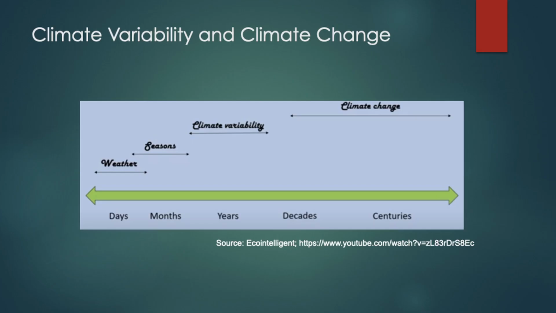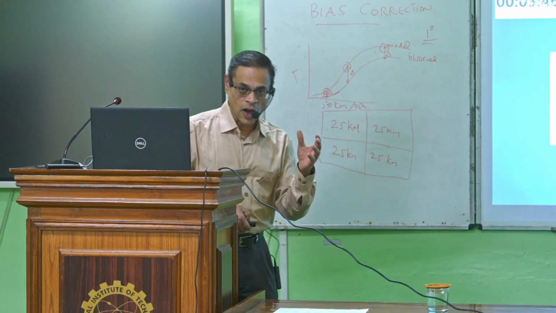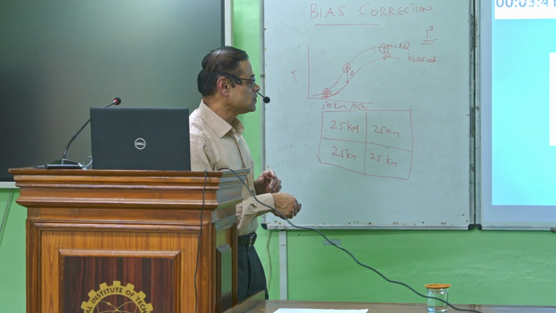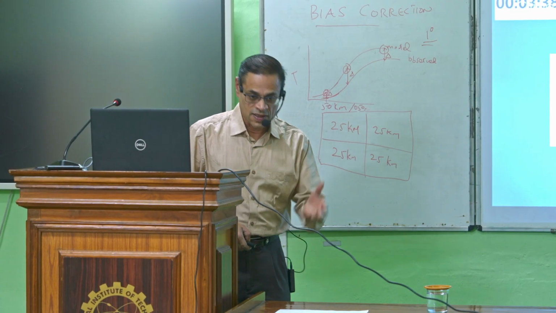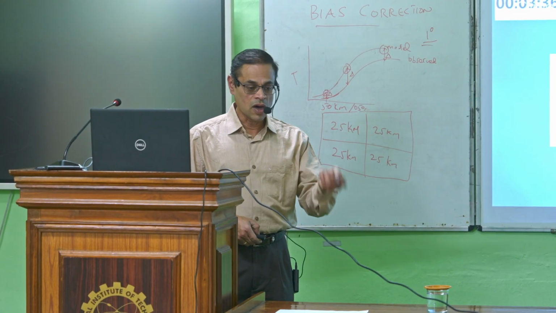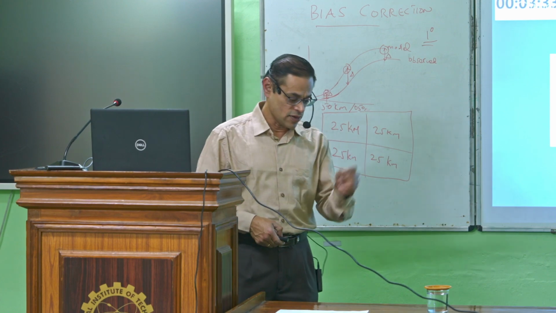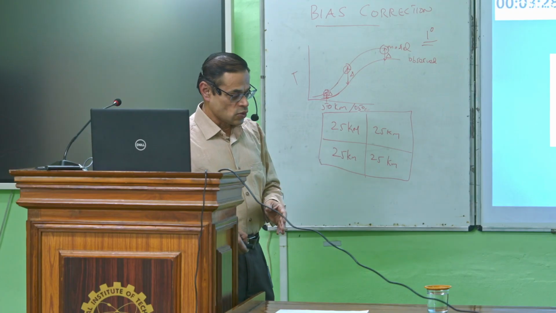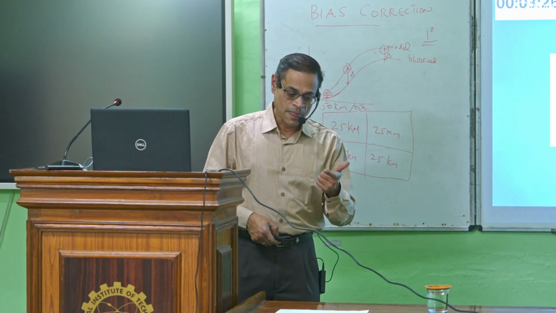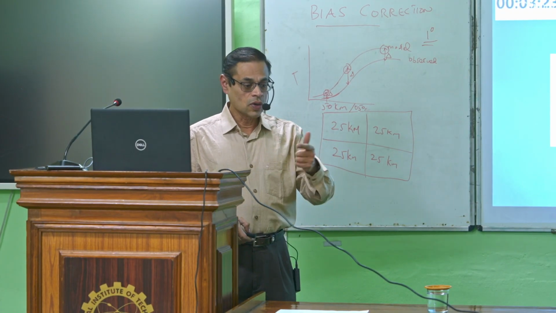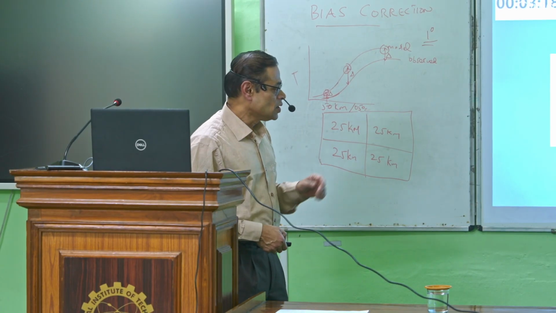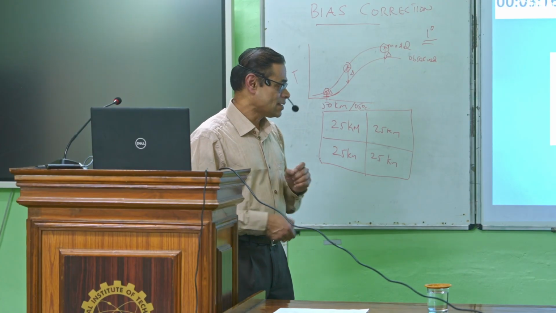Now let's talk about the terms. Weather is basically ranging between a few hours to a few days maximum. And then seasons, they normally talk in terms of months. Yesterday we talked about pre-monsoon, monsoon, and post-monsoon, right? Jan, Feb is winter, and then March through May is your pre-monsoon, and then June through August or September is your monsoon, and post-monsoon is October through December. So those are the seasons on a monthly time step, right?